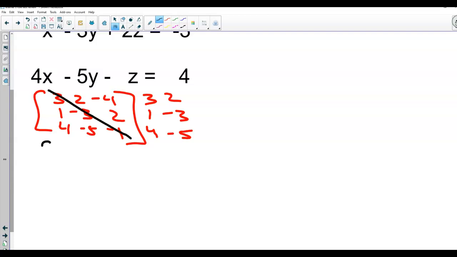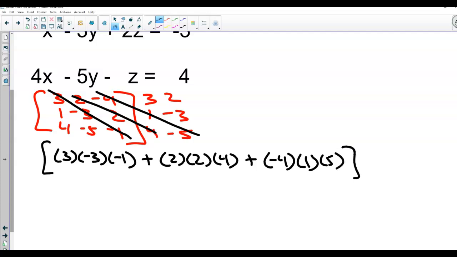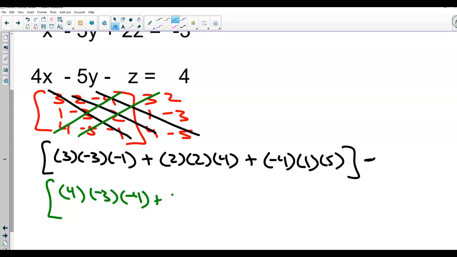I'm going to draw that first diagonal line. 3, negative 3, negative 1, plus 2, 2, 4, plus negative 4, 1, 5. And now we're going to subtract the lines going up from the bottom left. 4, negative 3, negative 4. Negative 5, 2, 3. Negative 1, 1, 2.